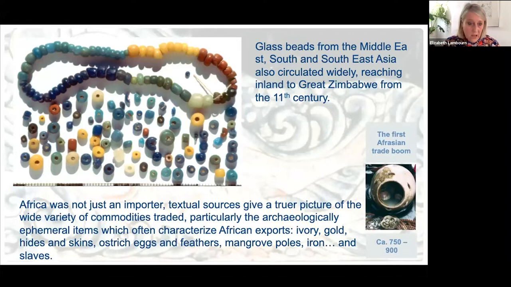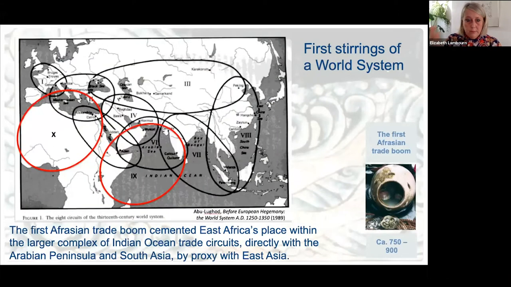And it's important to emphasise that Africa was not just an importer. Textual sources give a much truer picture of the range of items circulating. And we have the case that particularly for East Africa, a lot of the exported items were very ephemeral archaeologically or perishable. And so we don't necessarily have the material traces that we'd like for this very vibrant period. During this period, then, as you can see on this updated map of trade systems, East Africa really joins the trade circuits of the Western Indian Ocean and via them interconnects both east to China and west to the Mediterranean, if you think of it as a bit of like a relay race.